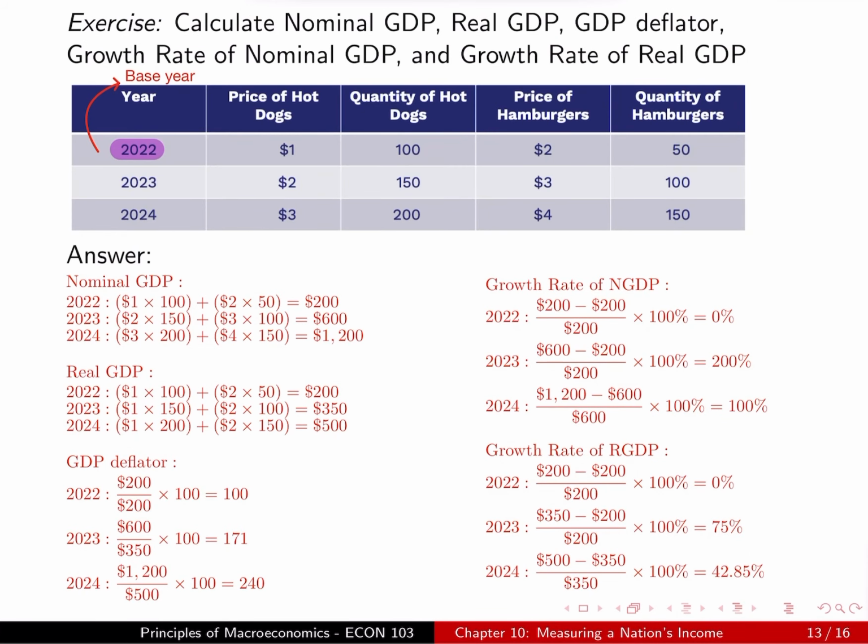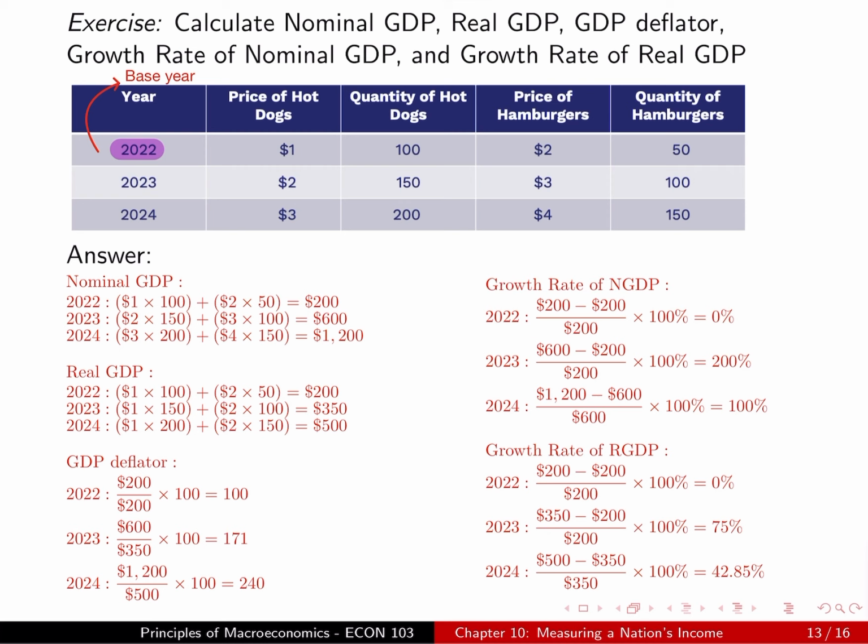Let's take on this exercise. Given 3 years of data for the prices and quantities of 2 goods, hot dogs and hamburgers, and using 2022 as the base year, we will compute the following: nominal GDP, real GDP, GDP deflator, growth rate of nominal GDP, and growth rate of real GDP. Nominal GDP. To calculate nominal GDP for each year, multiply the current year price of each good by its current year quantity, and add the values for all goods.